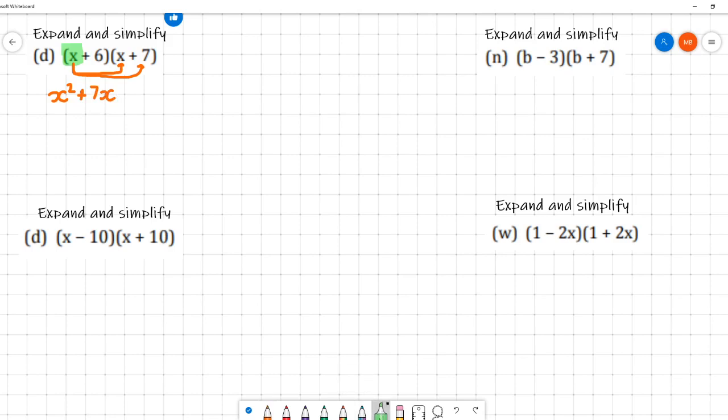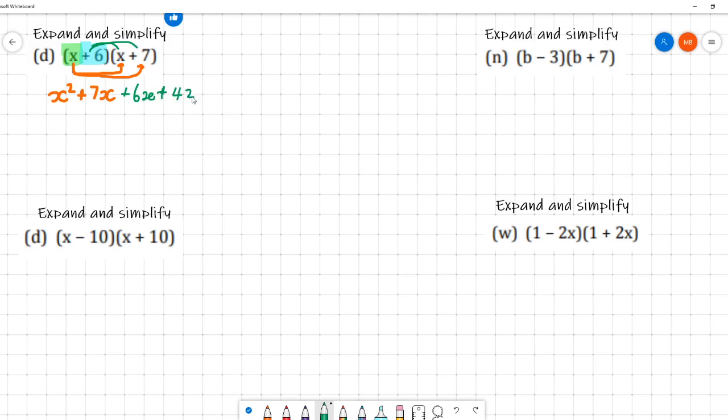Now I'm going to look at the number 6. Now this here is positive 6, so we're going to do just exactly as we did before. We're going to do positive 6 multiplied by x, so that's going to give us positive 6x, and then we're going to do positive 6 multiplied by positive 7, which is going to give us positive 42.